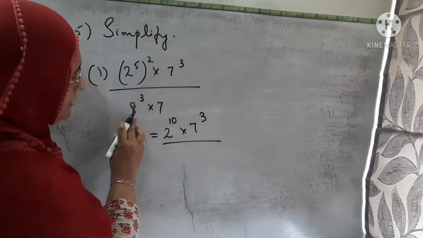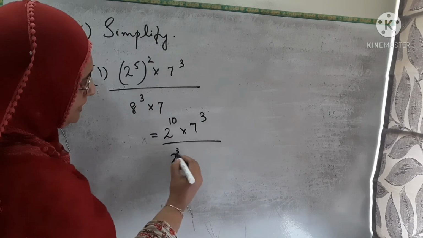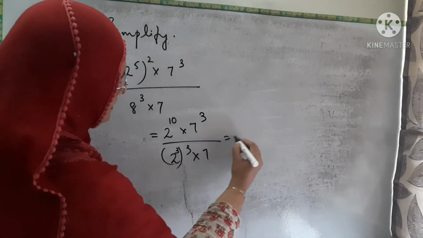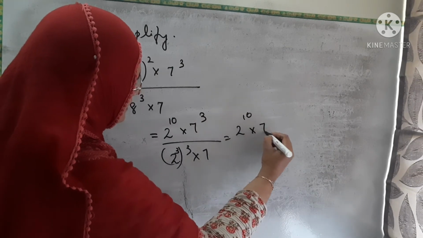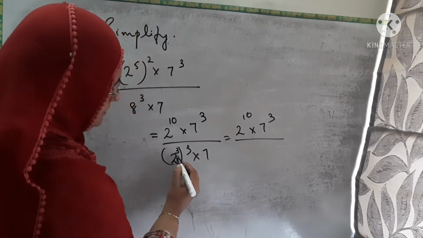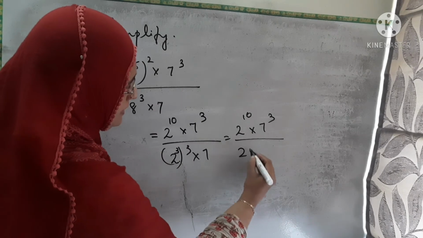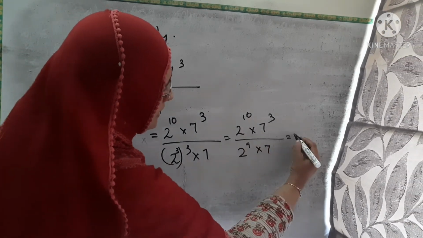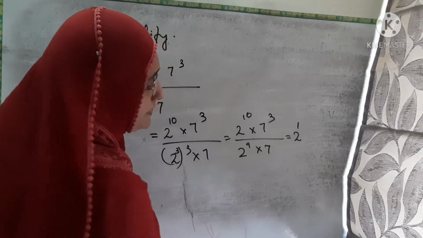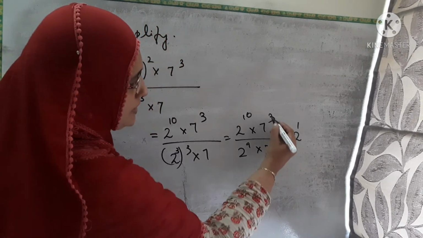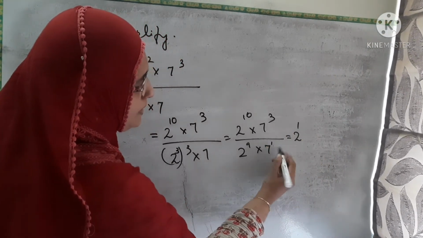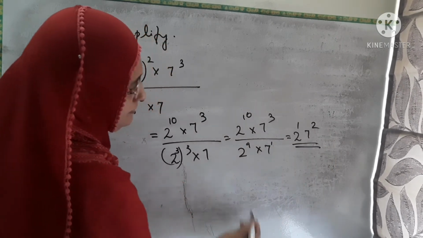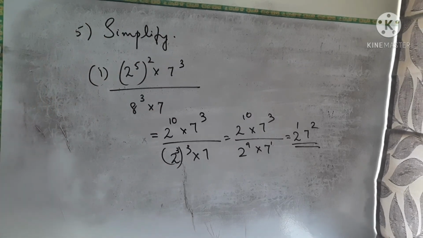And 8 you can write in the power of 2: 2 raised to 3 is 8, the whole raised to 3 into 7. So you get 2 raised to 10 into 7 raised to 3 by 2 raised to 3 the whole raised to 3, which is 2 raised to 9 into 7. So this will be 2 raised to 10 by 2 raised to 9, that is 2 raised to 10 minus 9, that is 1. 7 raised to 3 by 7 is 7 raised to 2. So 2 into 7 square.